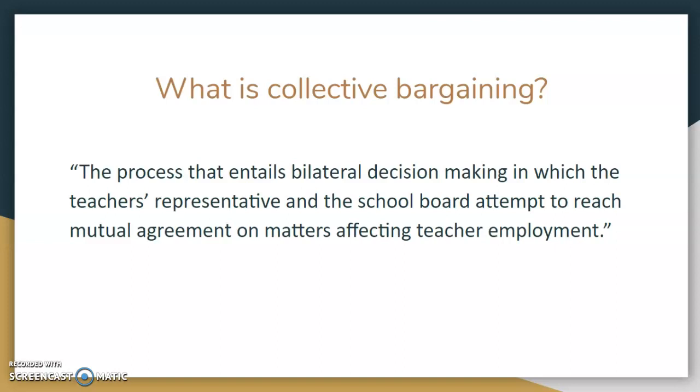Well, the book defines collective bargaining as the process that entails bilateral decision-making in which the teacher's representative and the school board attempt to reach mutual agreement on matters affecting teacher employment. In other words, that means that we as a group elect representatives to represent us in negotiations with the school board over things that are part of our employment, so our entire union contract.